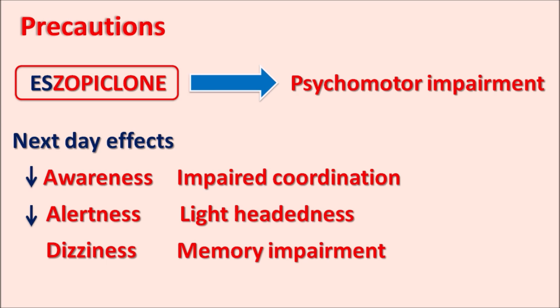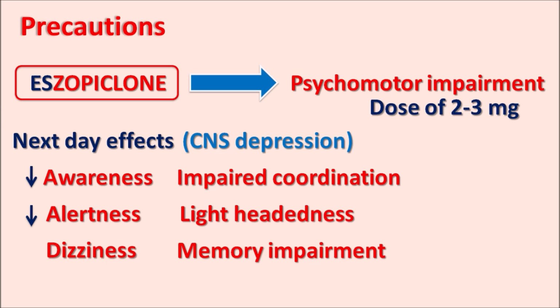So patients who have activities like driving or working with machinery may have some impairment in their skills because of S-Zopiclone, which can be observed from the next day of use of this drug. So care should be taken in patients who are working with machinery. Particularly, these effects are related to the CNS depressant activity of this drug, and they are also related to the dose. The psychomotor impairment is observed at a dose of 2 to 3 mg.